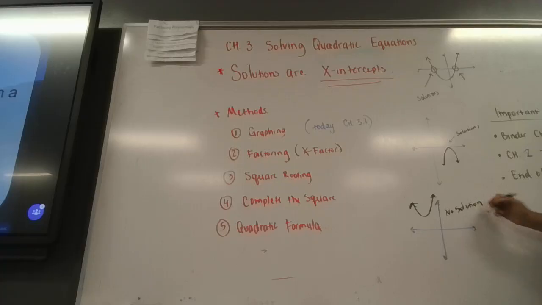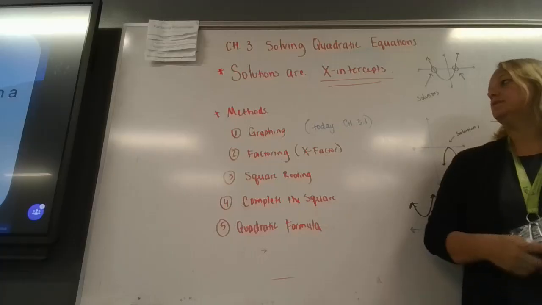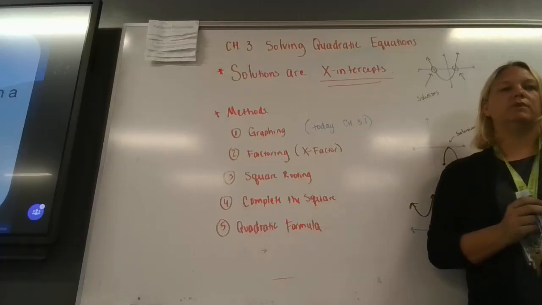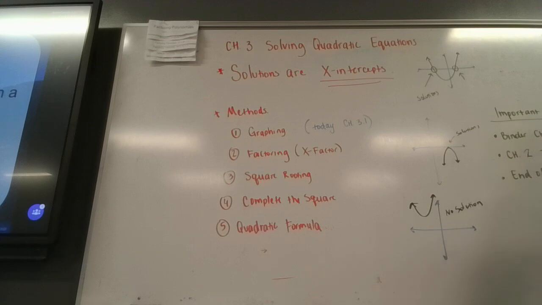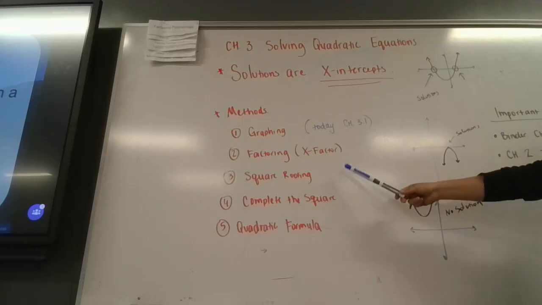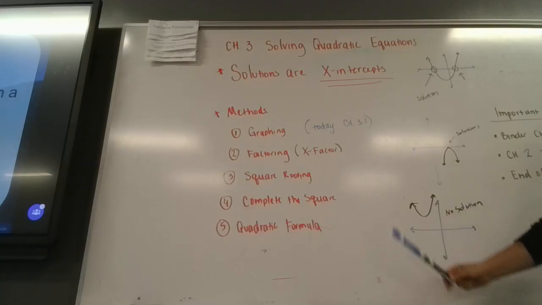Okay, so day 1, our first method of solving is to graph and look for x-intercepts. So today in chapter 3.1, you have to make 4 graphs. You have a handout on how to graph. You've already been tested on how to graph, but you're graphing to look for solutions. Then we're going to get into square rooting, factoring, completing the square, and finally the quadratic formula. This is all chapter 3.